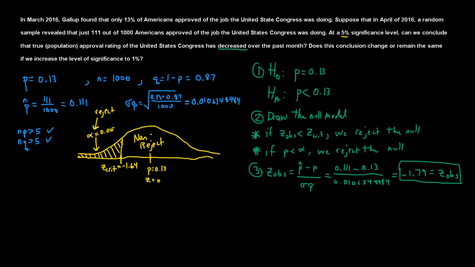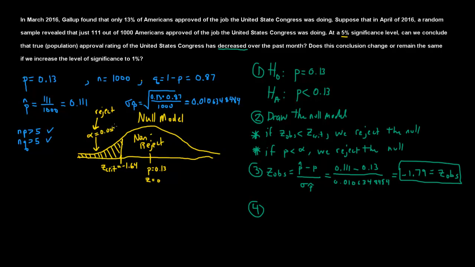Okay. Now, what we want to do in step 4 over here is make our conclusion. Well, the way you make a conclusion is to compare. I like to graph z observed and see where it falls on the null model over here. Well, I didn't label this. Let me label this. The null model.